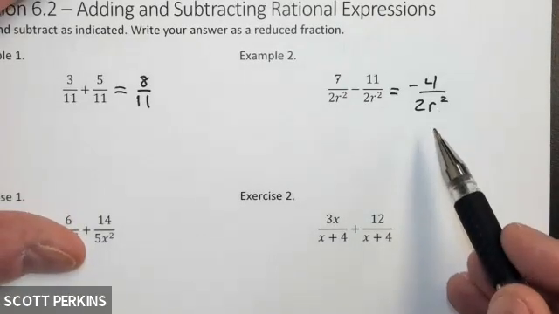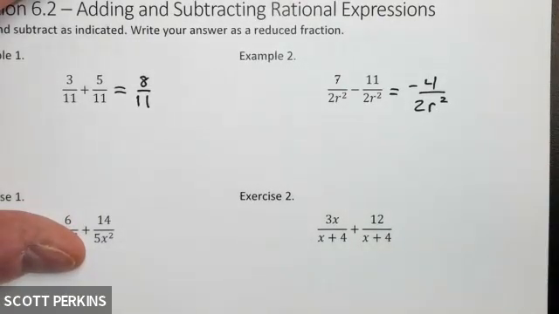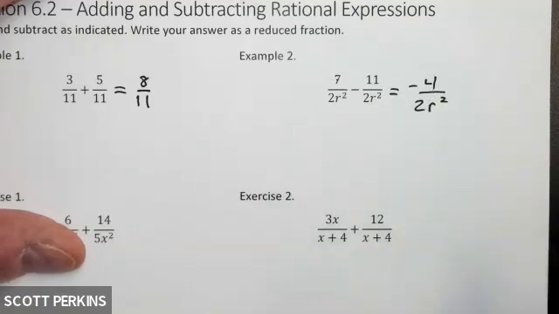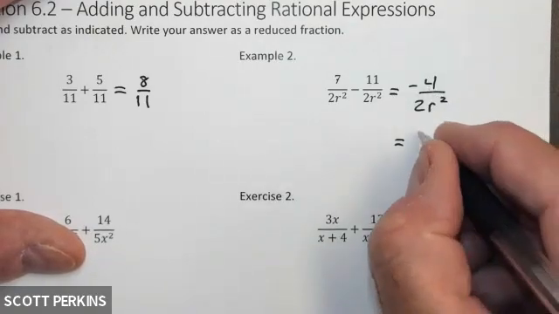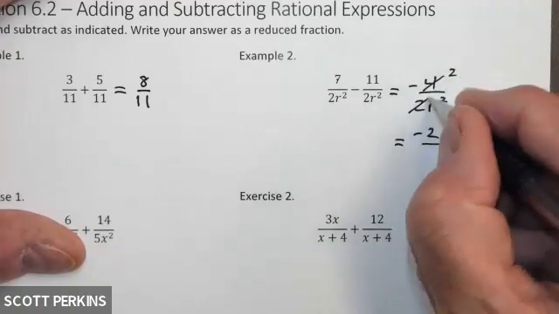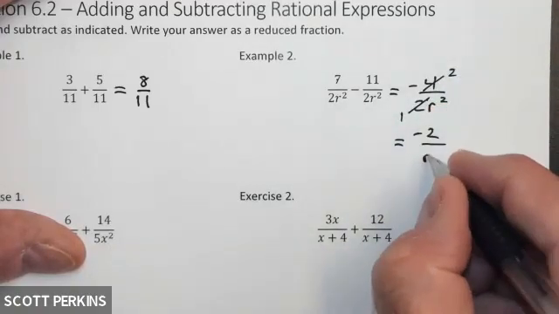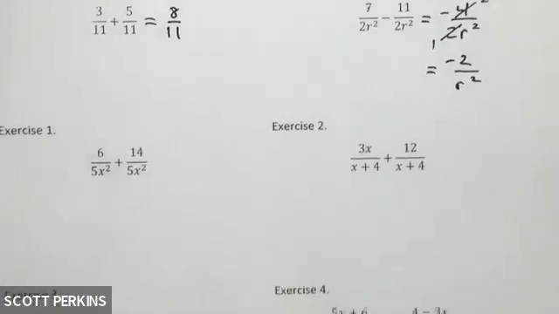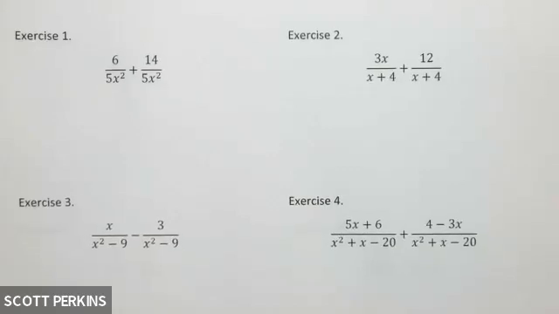Thinking back to what we did last time, we always reduce our fractions. Is there a factor in common to the top and the bottom of this fraction? Yes, 2. 2 goes into negative 4 and leaves negative 2, and then 2 goes into 2 and leaves 1r squared, or just plain old r squared. So don't forget to reduce like I was about to do. Learn from me and my mistakes. So exercise 1, go for it, 30 seconds.